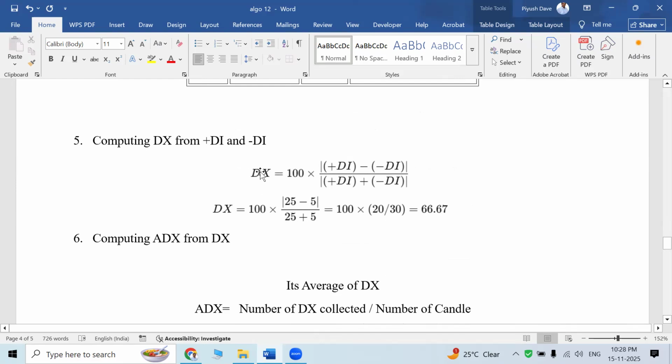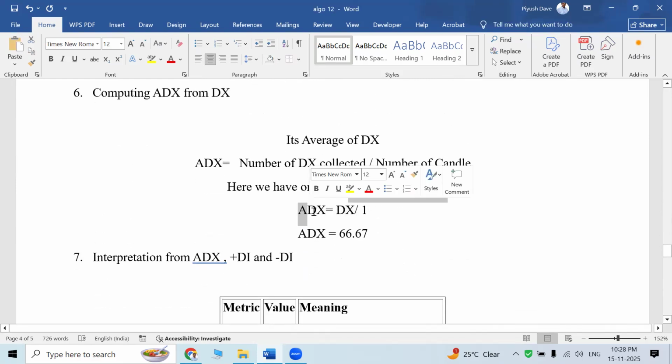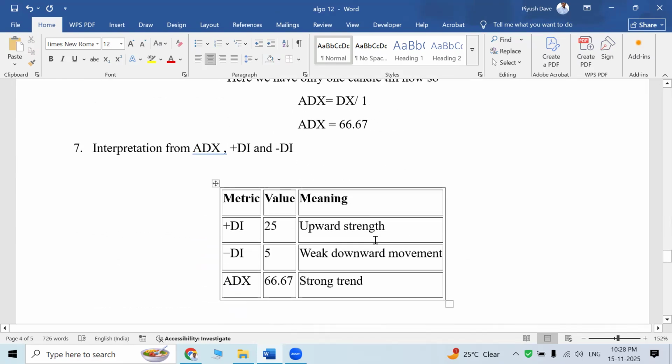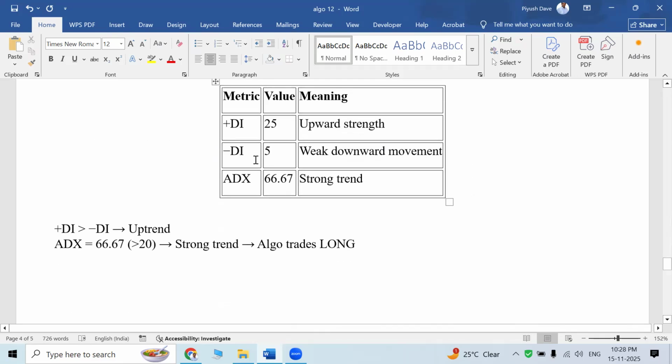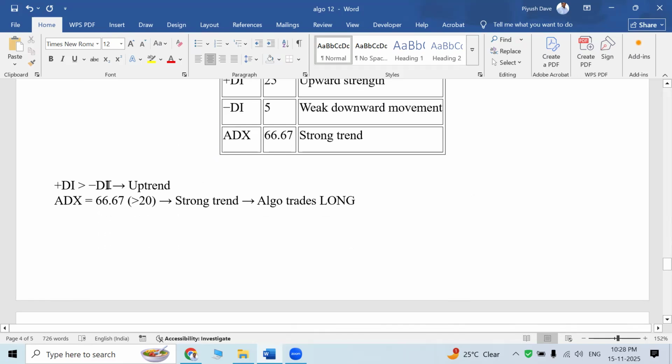Now like this, we have taken it for one candle. Suppose you need to do the same process for a second candle. So you'll get two different DX values. You need to divide it by 2 and you will get the average, ADX. Once you get the average ADX, if the ADX is above 20, we are going to trade. If ADX is not above 20, we are not going to trade. Now, whether to trade on the long side or on the short side, it will be decided by whether plus DI is greater than minus DI or minus DI is greater than plus DI.